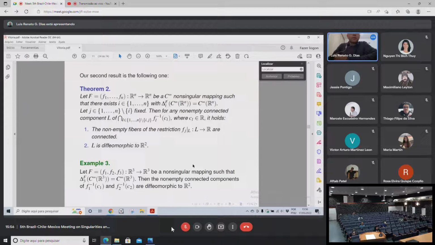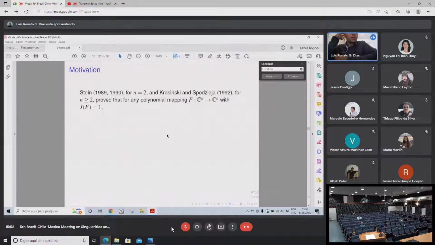In fact, these results about the bijectivity of a mapping with the linear operators delta_i F are not new. We have some results in the literature. For instance, we have the works of Stein for n equal to 2, and the results of Krasinski and Spodzieja for general n, where they prove that for any polynomial mapping F from C^n to C^n such that the determinant of the Jacobian matrix of F is equal to 1, F is a polynomial automorphism if and only if the operators delta_i F are dense in E_n for n minus one indices.